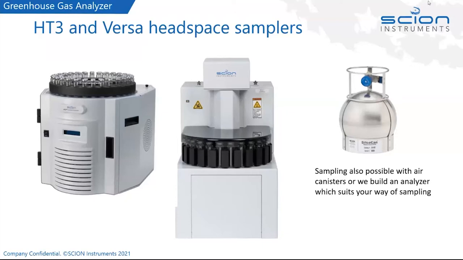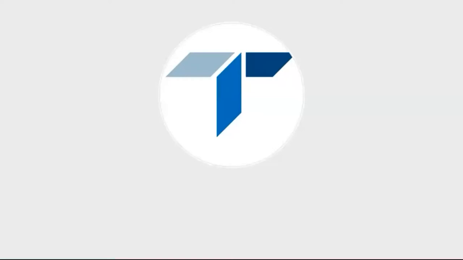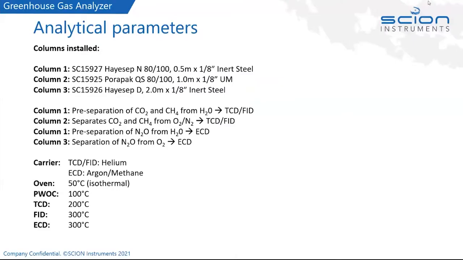Three types of columns. Column one is a HACCP N, and there are two of them installed. One is for the TCD-FID combination, and the other one is for the ECD combination. And that gives CO2, methane, and the nitrous oxide. Then there are two other columns installed, a PORAPEC QS and a HACCP D. And these two are doing the separation of the components of interest that need to be analyzed.